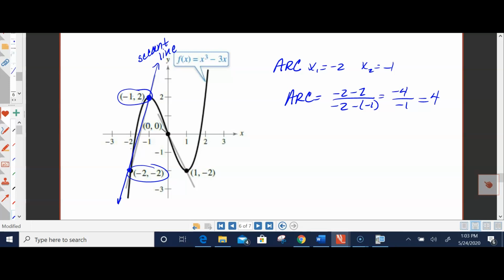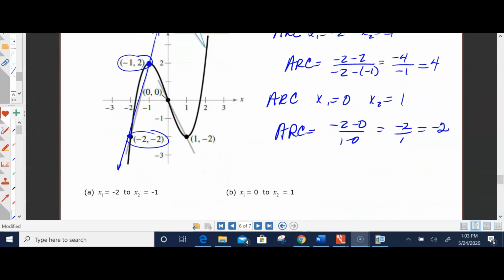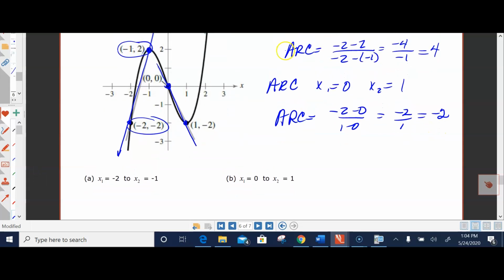So why don't you pause it and find the average rate of change for the next 2, when x1 is equal to 0 and x2 is equal to 1. Is that what we had, 0 and 1? Yeah. So pause it and find that. You should get the average rate of change, or the slope, basically to be -2. So we're looking at these 2 points, and we're checking out the slope of that line. And that's a falling line. The slope is negative. It makes sense.